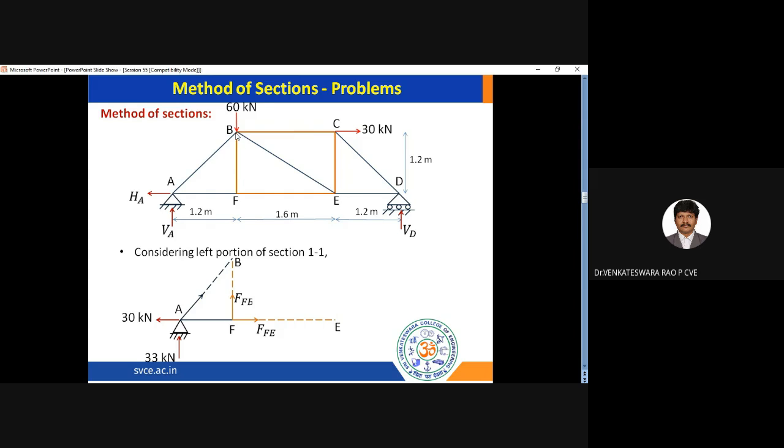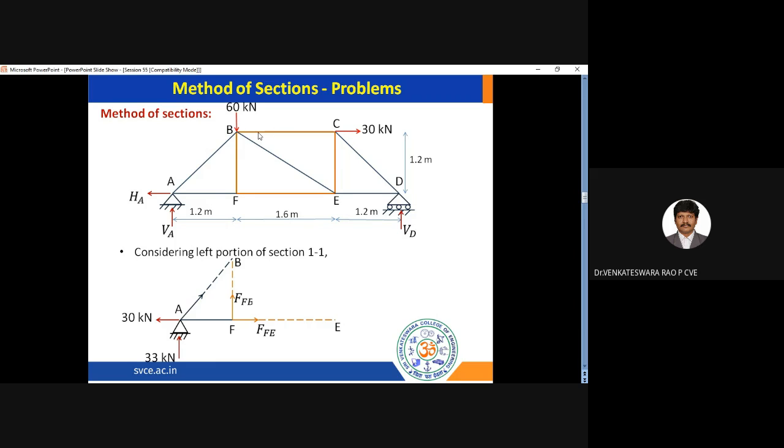To calculate BF, definitely the section should cut the BF member. But what are the possibilities? If I take this way, let us think the other way. Hope you can see my cursor movement. If I take a section line like this, which is passing through BC, BE, BF, and EF, then what happens?